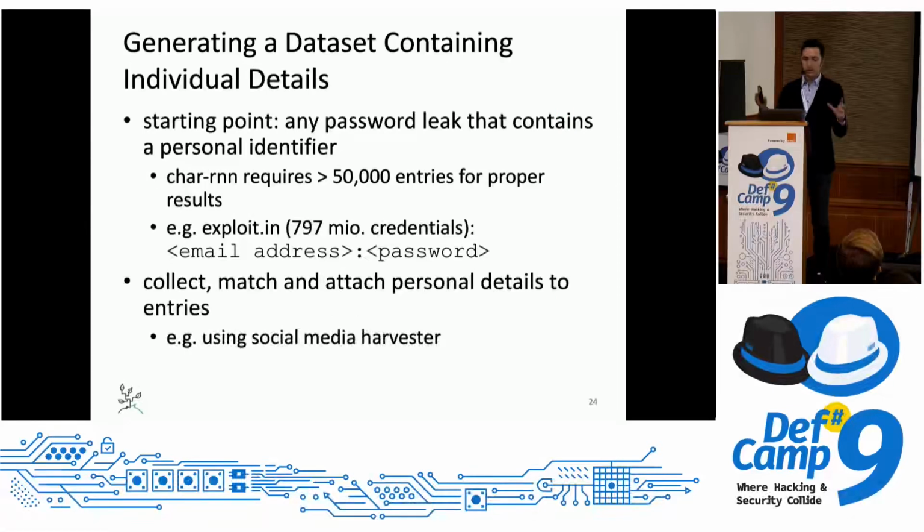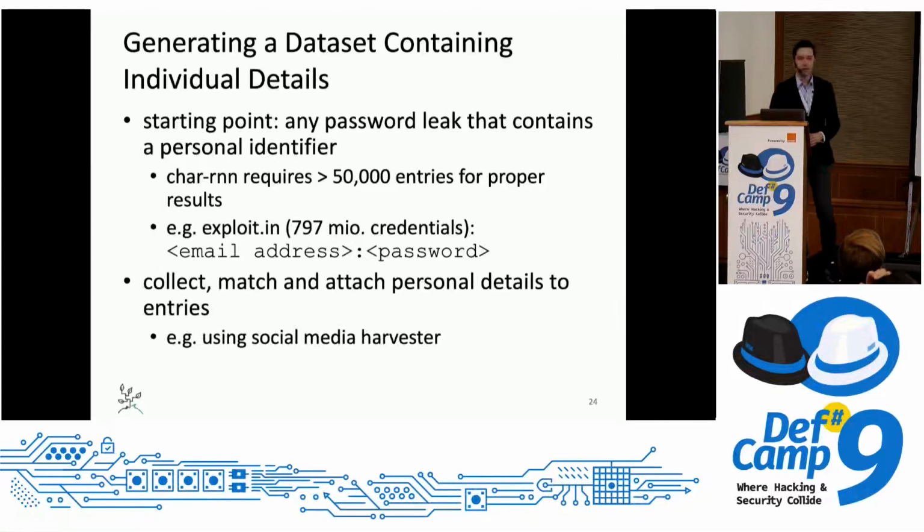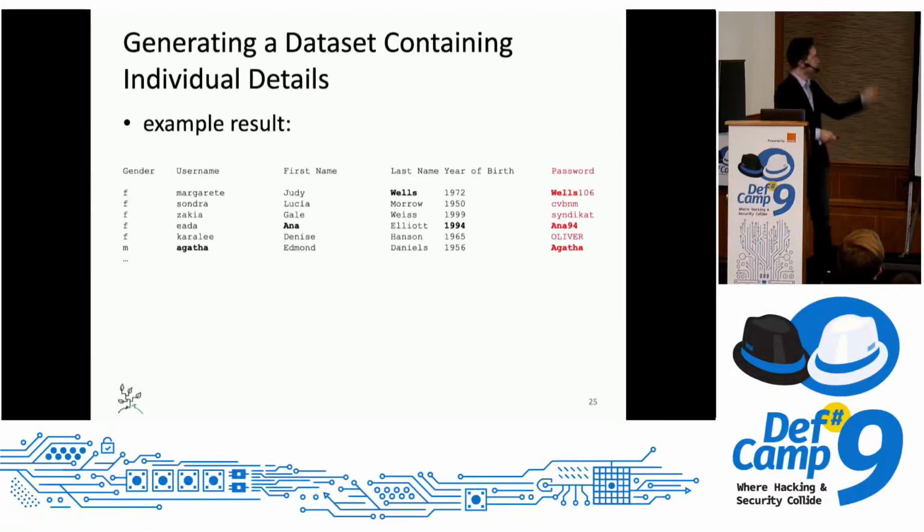So the basic idea is, as a starting point, you use something like exploit.in, because exploit.in not only has the password, it also has the email address of the person. So you have email address and their password. And you use that email address as an identifier, and you enrich it with a lot of information that you can get your hands on, like from a social media harvester. And then you basically get a huge matrix of data, and this could be such a result.